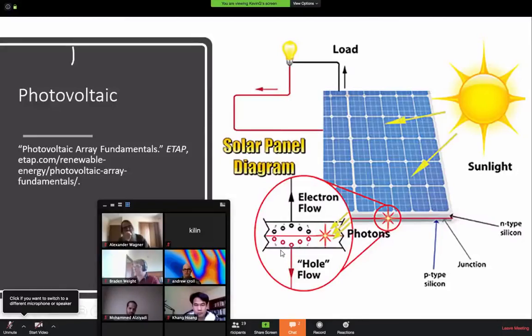So when light shines, it excites the electron. Electrons move, and that induces a current. As you see here, this whole solar panel and the photovoltaic effect is being used to light this light bulb right here. So that's a quick example of the photovoltaic effect.